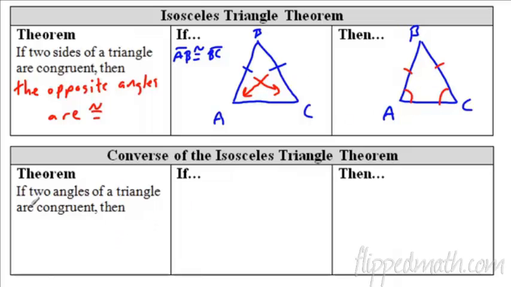How about the other way around? Can we do it the other way around? If two angles of a triangle are congruent, then what? Then the opposite, what do you think here? Sides. The opposite sides are congruent. So this is just saying we can go the other way.